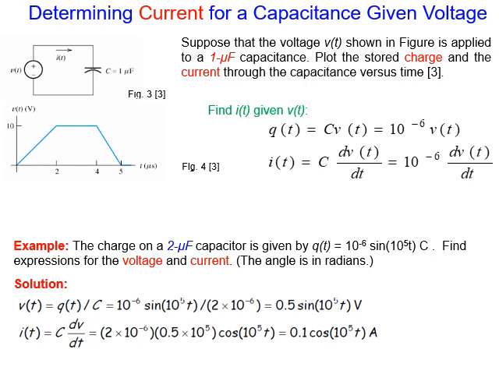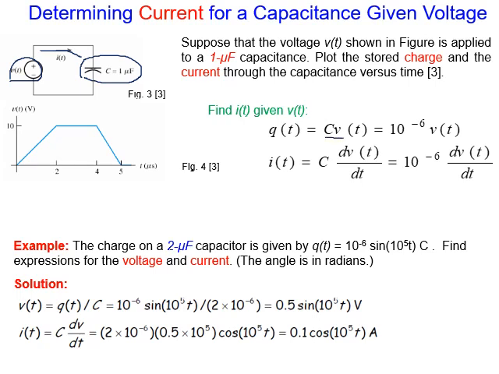Now determine the current for a capacitor. The voltage is given. You see the circuit? This is a capacitor, which is 1 microfarad, and this is the voltage applied across it, and current will flow here. We are asked to plot the stored charge and the current through the capacitor. We will see how to find the charge and the current. Now don't forget Q equals CV, right?